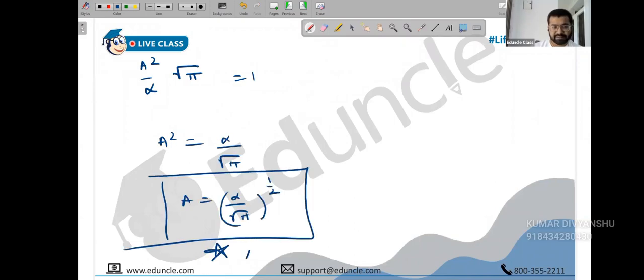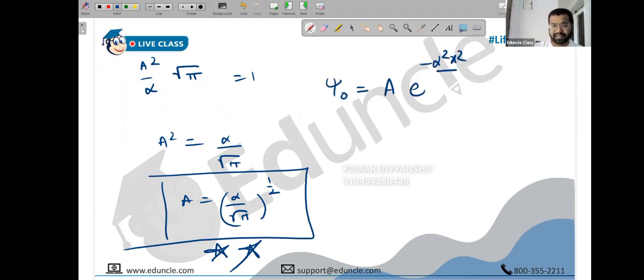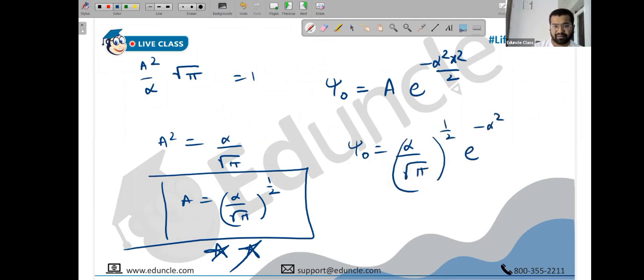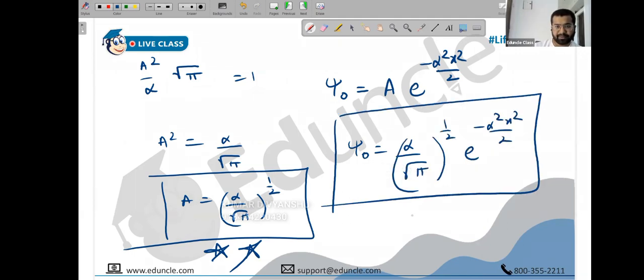That's your normalization constant. So the ground state wave function which we have written, if you remember, A e raised to minus alpha square x square by 2. So the ground state wave function is alpha upon root pi raised to half, e raised to minus alpha square x square by 2. In this, you need to remember that alpha is m omega upon h bar.